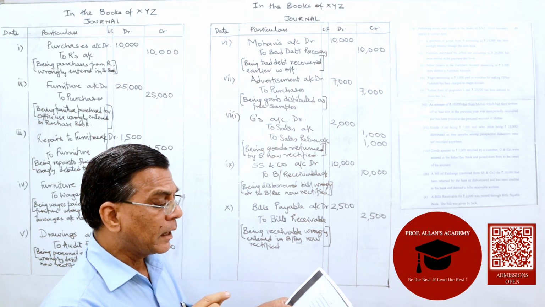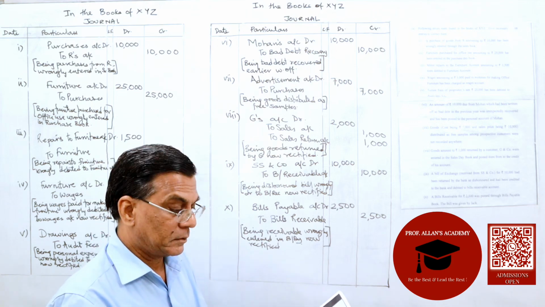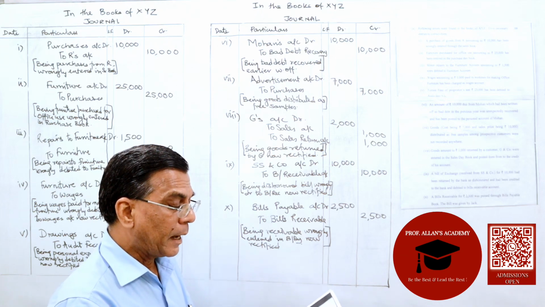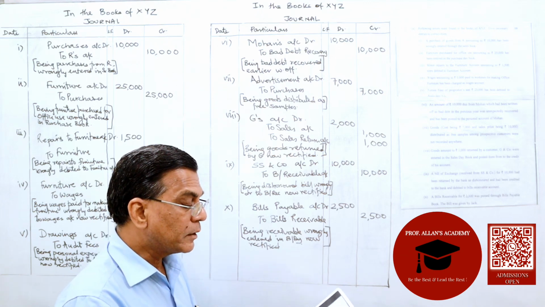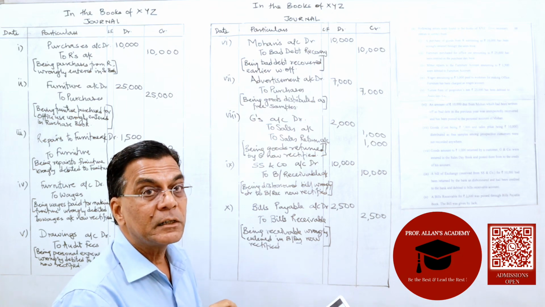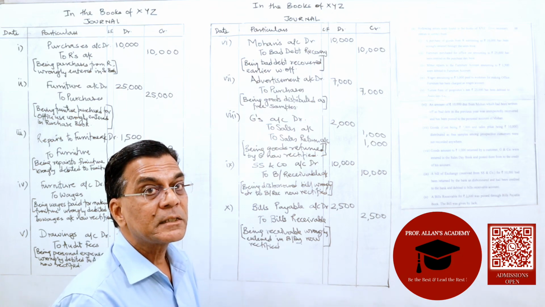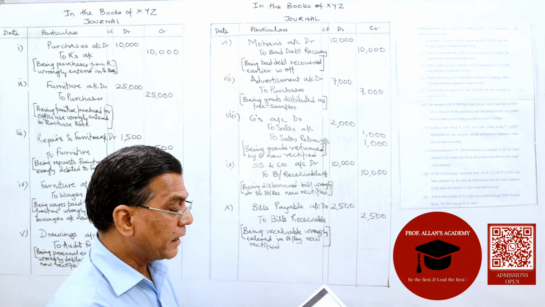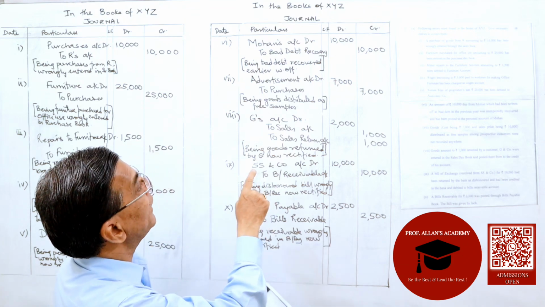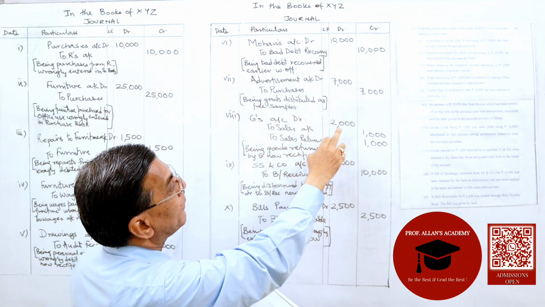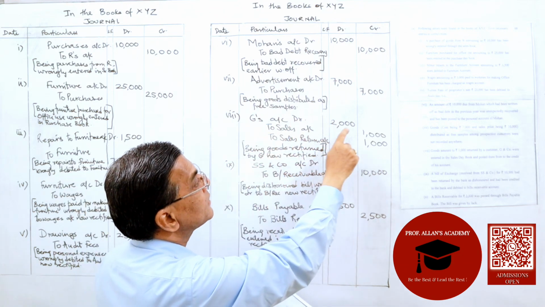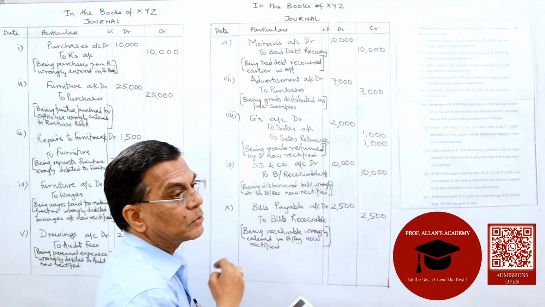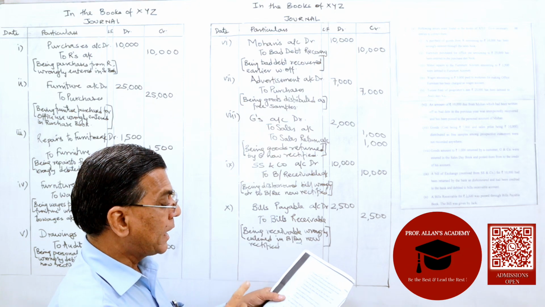Goods amounting to 1,000 returned by a customer, G and Company, were entered in the sales day book and posted there to the credit of the account. Now this is returned by the customer. So when it's returned by the customer, where should it be recorded? In the sales return book. But they have wrongly recorded in the sales day book. Therefore the entry will be G's account debit 2,000, to sales 1,000, where it should have gone to sales return 1,000. Now coming to the ninth one.